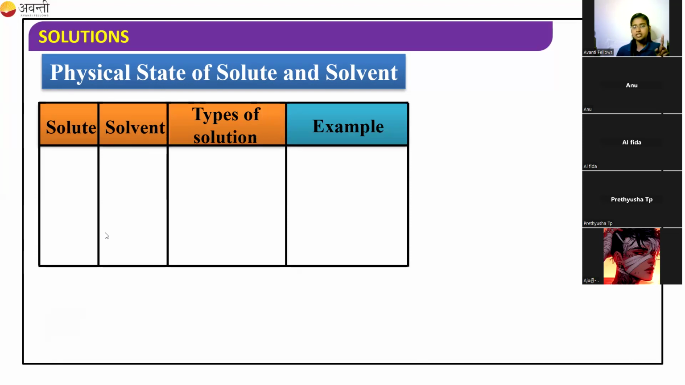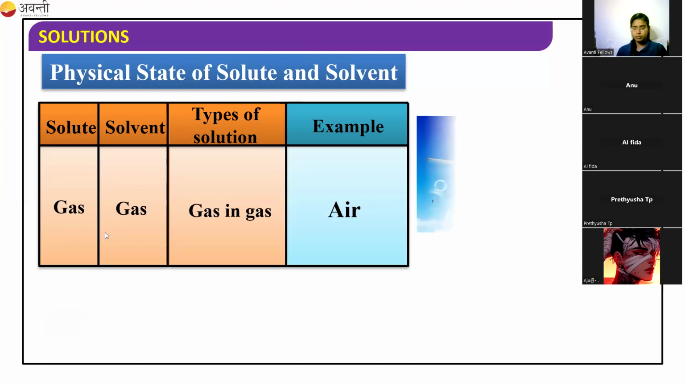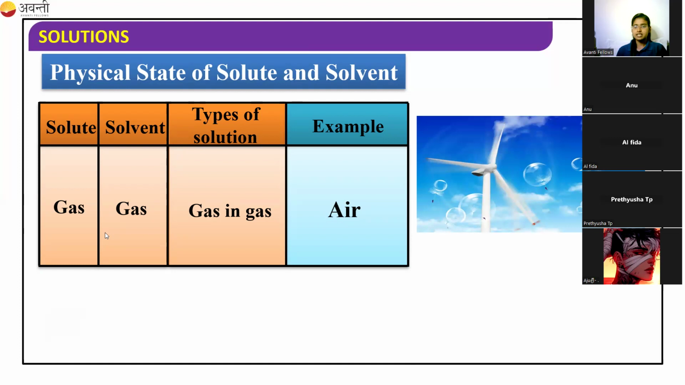The first thing is the solute is going to be a gas and the solvent is going to be a gas. So we are going to see a gas solution. The type of solution is called gas in gas. The example can be air. Air is an example for gas in gas solution. Initially, I showed you one picture for air. So that is also an example for solution. The type is gas in gas. I'll give you a picture. So you can see gas in gas.